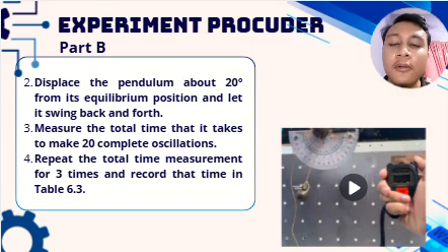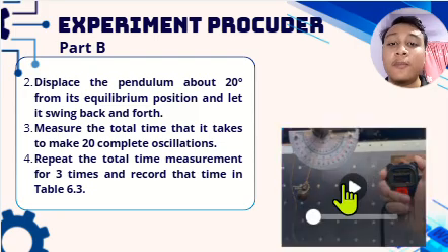And then we go to the next procedure. Displace the pendulum about 20 degrees from its equilibrium position and let it swing back and forth. Then we need to measure the total time that it takes to make 20 complete oscillations, which is 20 times the pendulum swings back and forth. And then we need to repeat the total time measurement for 3 times to get the average time and record that time in table result 6.3.